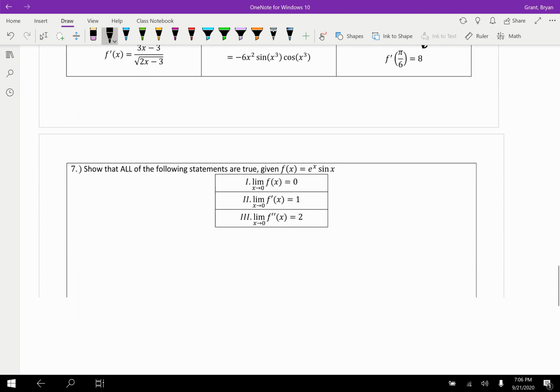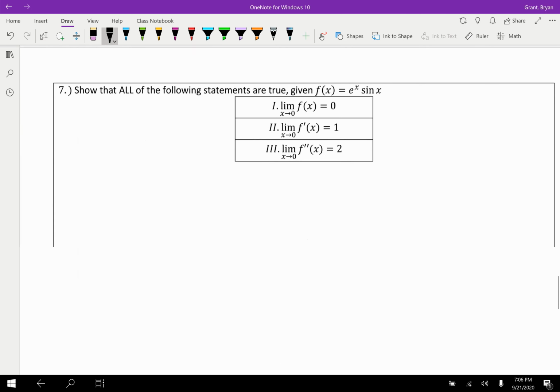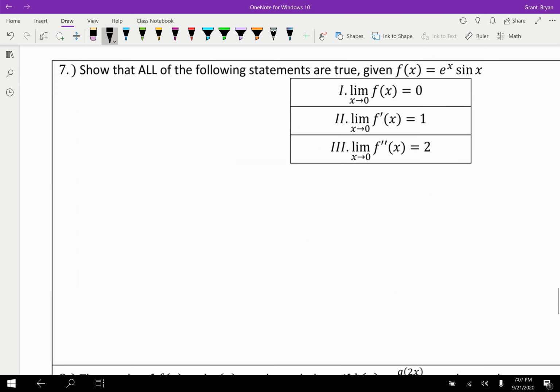Let's get it. Show that all of the following statements are true given e to the x times sine of x is equal to f of x. Well, let's think about this function first. This function, I think, is continuous because e to the x is continuous, sine of x is continuous, and we know the multiplication of continuous functions is also continuous.